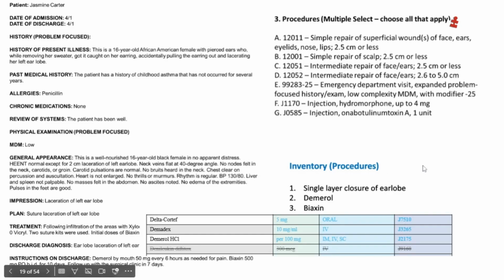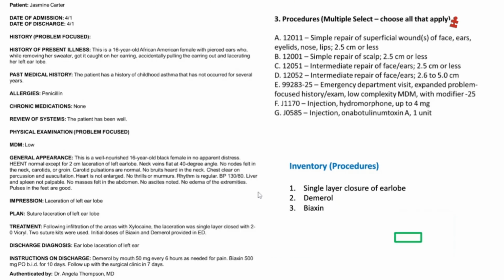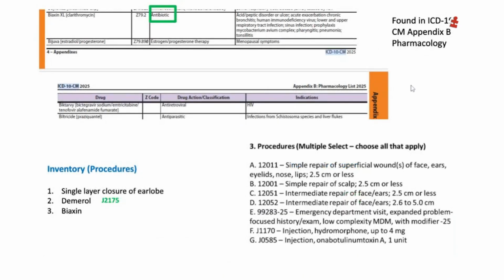So we have our HCPCS Level 2 manual now, so I'm looking up Demerol. Demerol, it gives me the code J2175. Okay, well, neither of these are J2175, and they're not coding for Demerol. So we know that. And I'm just going to put that there. The next thing is this Biaxin. I tried to look up Biaxin in the HCPCS Level 2 manual, and it wasn't there.